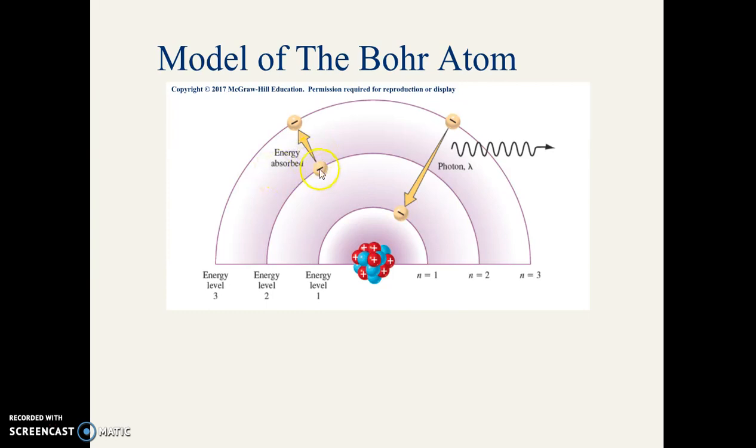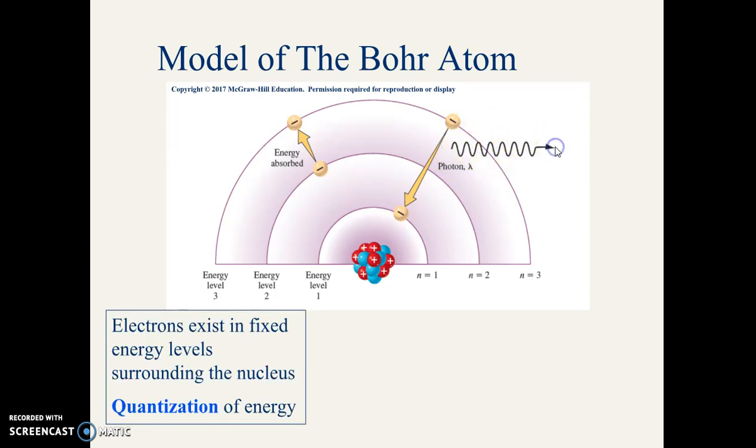The cool thing is these electrons, as I've told you, they can absorb energy. So the electrons can absorb energy, but when they fall back down to their ground states or to their original states, they are going to lose energy in the form of light. So they will give off light.